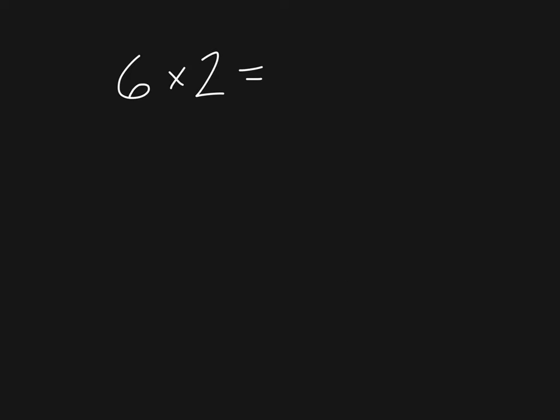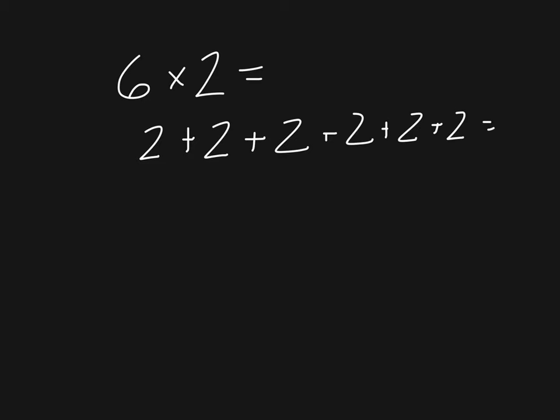To start out, I want to just go over what we know about basic multiplication. When we see the expression 6 times 2, we need to think of this as 6 equal groups of 2. And so I can write that as 2 plus 2 plus 2 plus 2 plus 2 plus 2. And altogether, that would equal 12. And I can do that with multiplication or repeated addition.